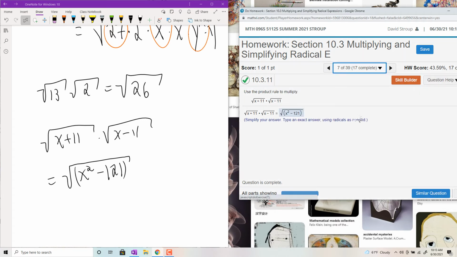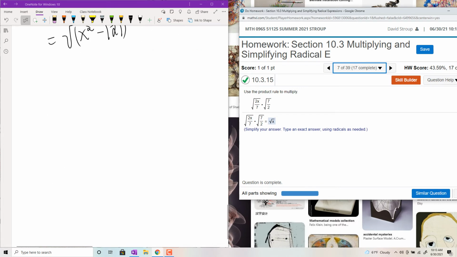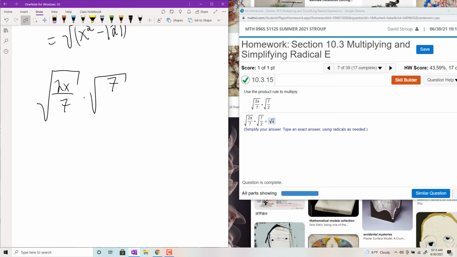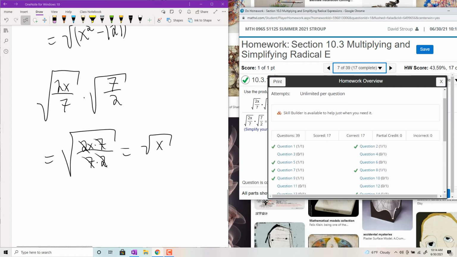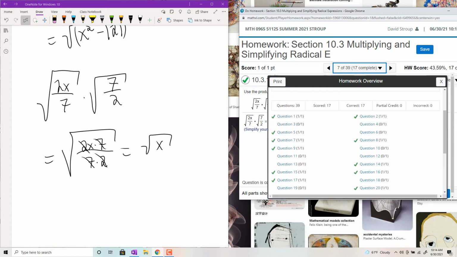Let's look at 7. Some fractions. I didn't really talk about fractions in the video so far, but it's no big deal. You just multiply them out, right? So you get the square root of 2x times 7 all over 7 times 2. Then you can remove common factors. You're going to end up with the square root of x over 1, or square root of x. Was that number 7?